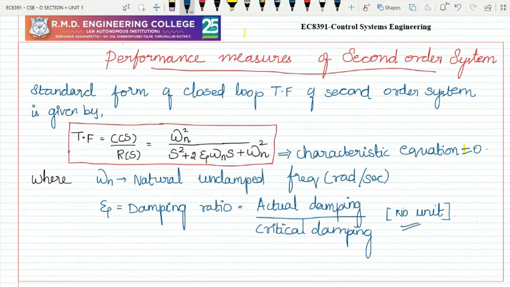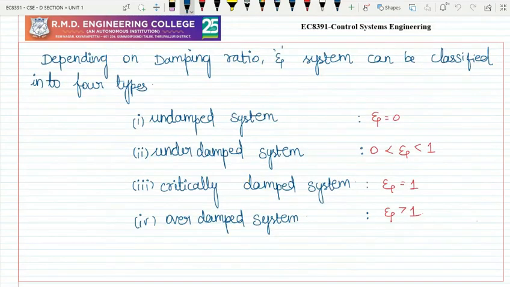Now, based on the epsilon values, we have four categories. If epsilon is equal to 0, we call it an undamped system. If the value is between 0 and 1, it is called an underdamped system. If epsilon is 1, it is called critically damped, and if epsilon is greater than 1, it is called an overdamped system. It is another important 2-mark question, because based on the damping ratio, we classify into four categories.